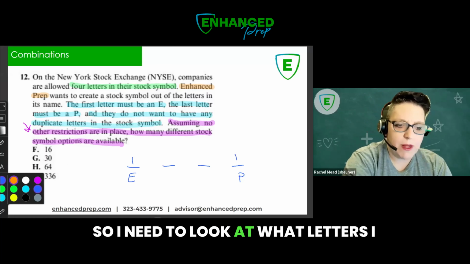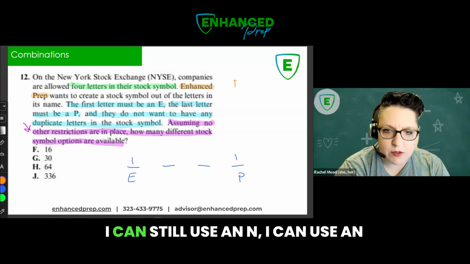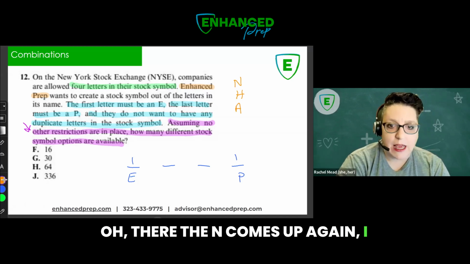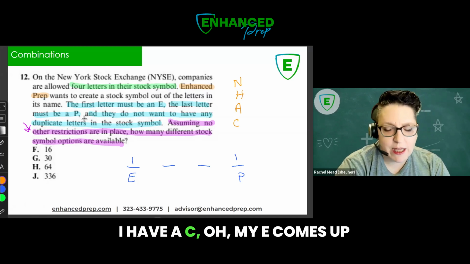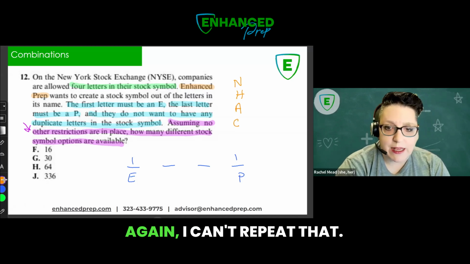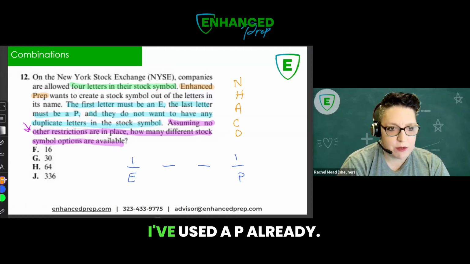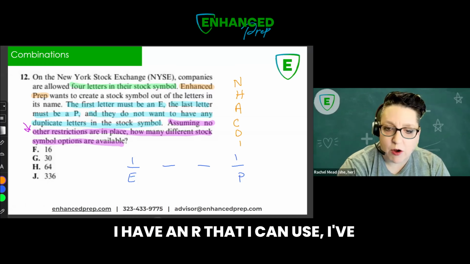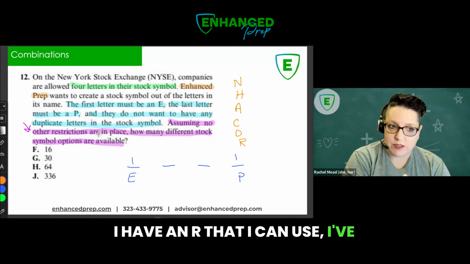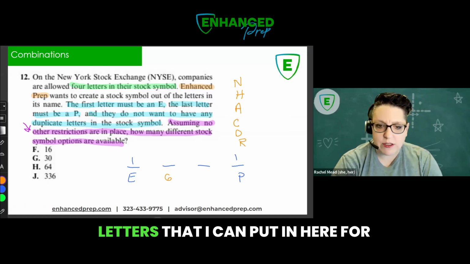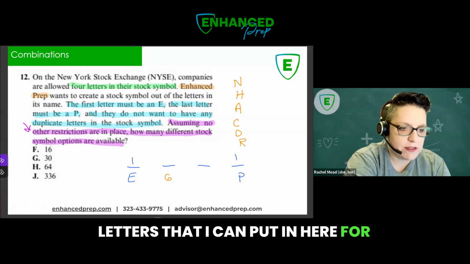So I need to look at what letters I can use. I can still use an N. I can use an H. I can use an A. Oh, there the N comes up again. I can't repeat that. I have a C. Oh, my E comes up again. I can't repeat that. I have a D. Continuing on to Prep, I've used a P already. I have an R that I can use. I've used an E and a P already. So I have a total of 6 different letters that I can put in here for this option.